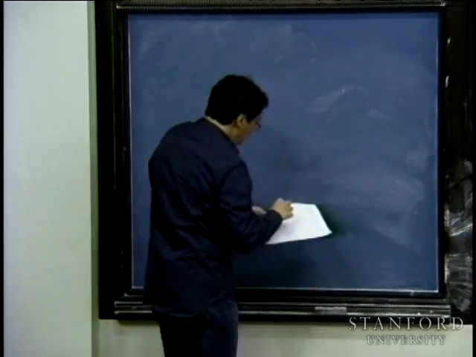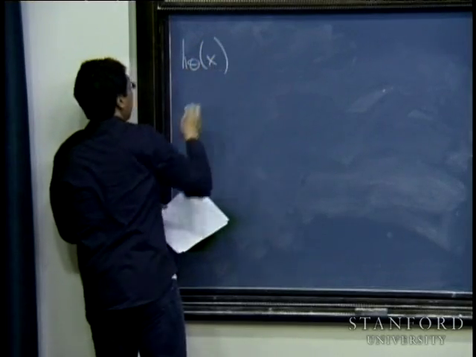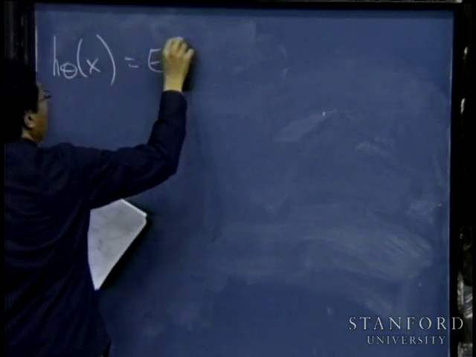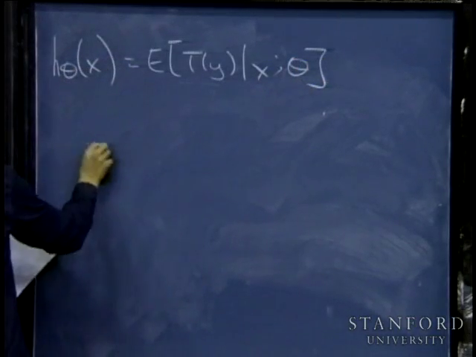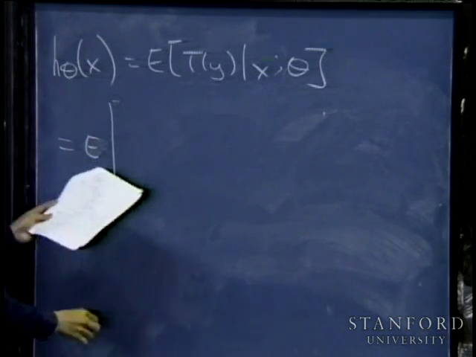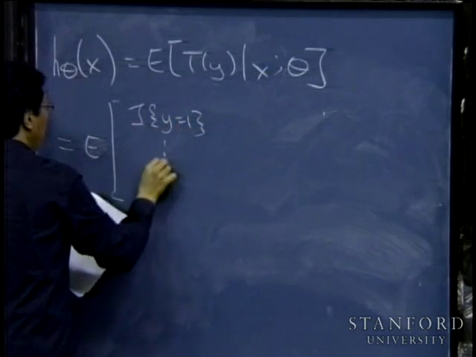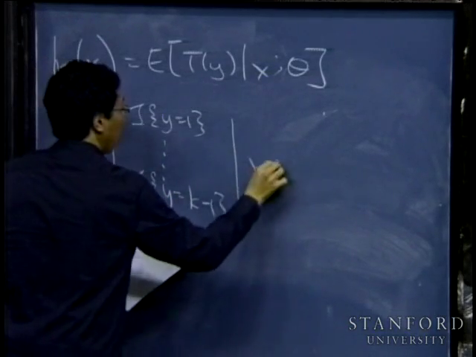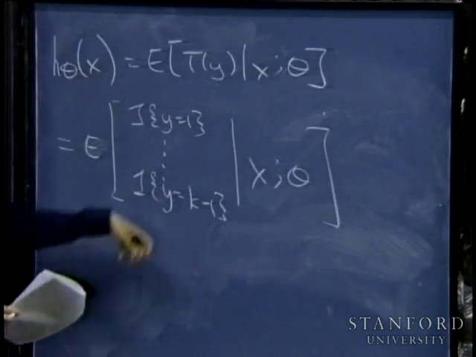So we're just about done. My learning algorithm, h subscript theta of x, I'm going to think of as outputting the expected value of t(y) given x and parameterized by theta. So t(y) was this vector of indicator functions, t_1 was indicator y equals 1, down to indicator y equals k minus 1. I want my learning algorithm to output the expected value of this vector of indicator functions.